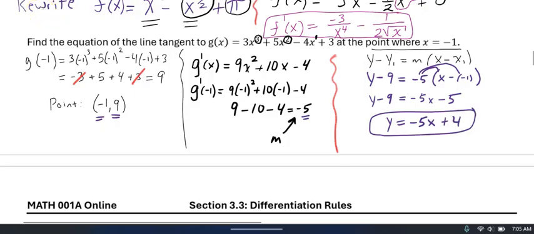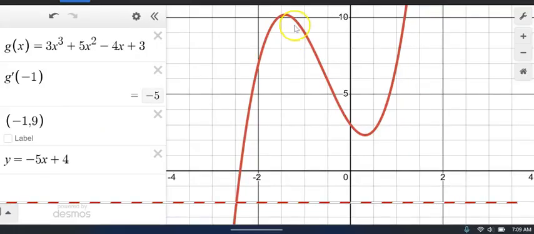Let me show you that on a graph. Okay, so here we are on the Desmos page. You can see a graph of g of x right there. I used Desmos to find g prime of -1. Of course, we did that by hand earlier as -5. Notice the point -1, 9 here on the graph. You can see it right there.